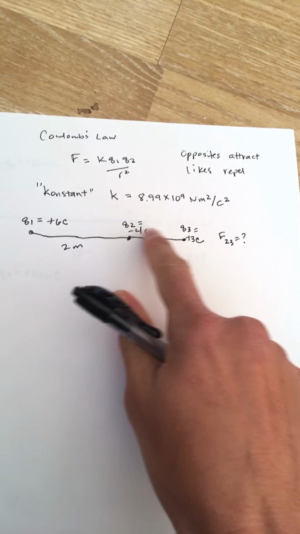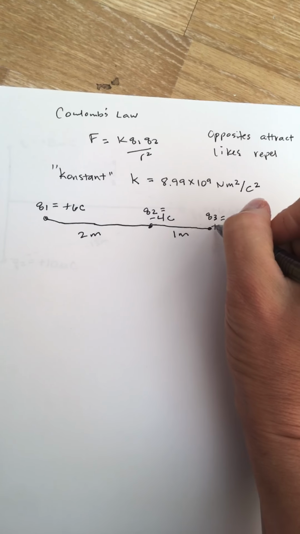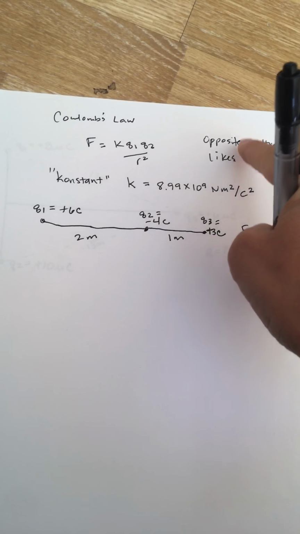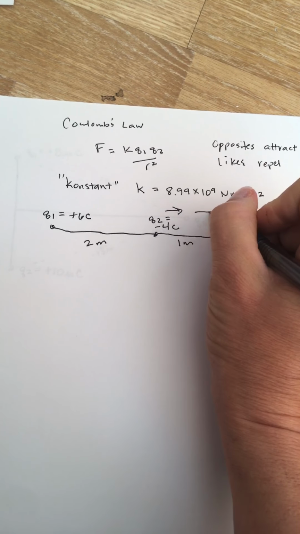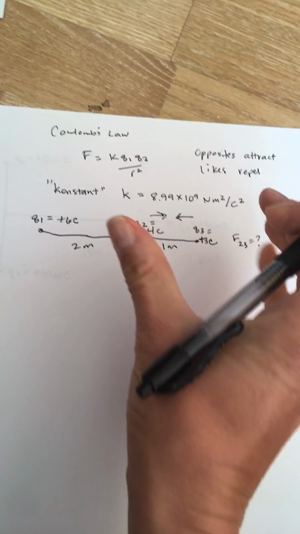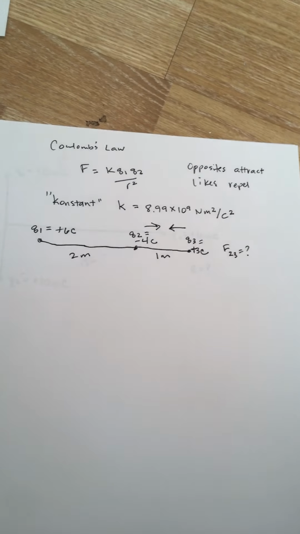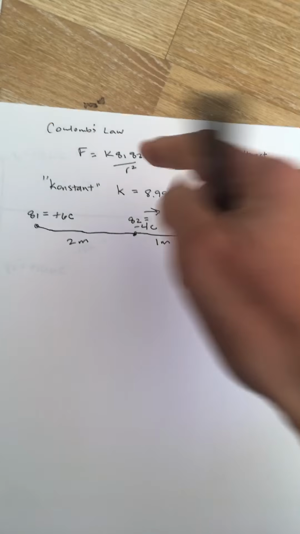Well, when we look at 2 and 3, we see 2 is negative 4 and 3 is positive 3 coulombs. So we see that they're opposites, and so we know they're going to attract. So we know that the force between them is going to be pulling them together. So how much will they pull together? That's when we need to use the formula.